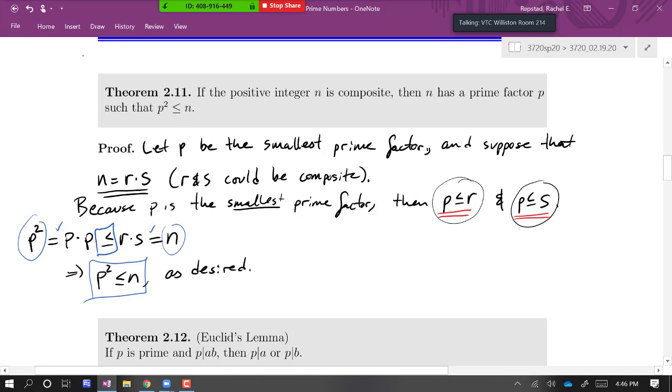Other questions? The next theorem says Euclid's lemma. What is it a lemma to? A lemma is just a smaller result that's used to prove other results. It's not short for dilemma. No, a lemma is just a result, like theorem, lemma, proposition.